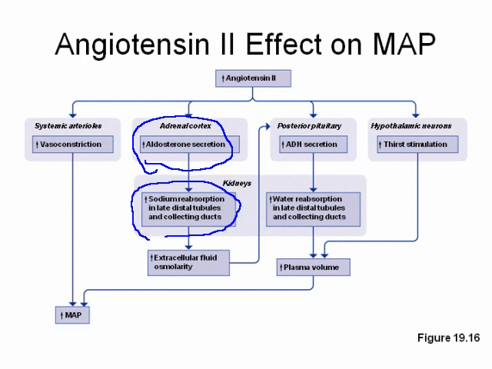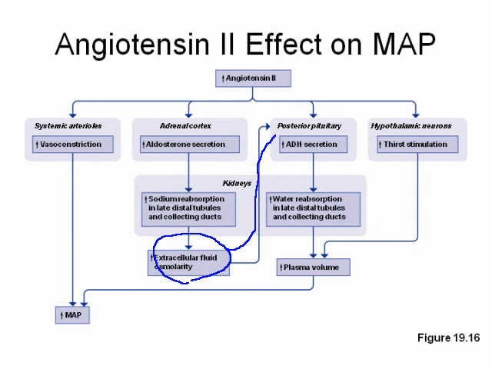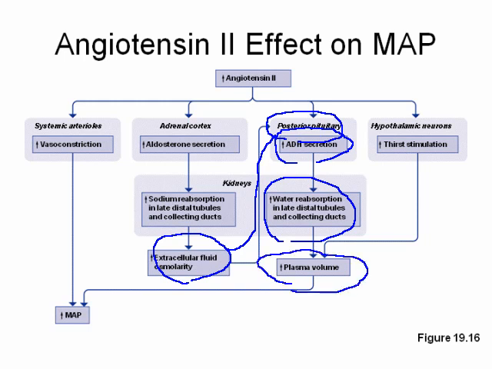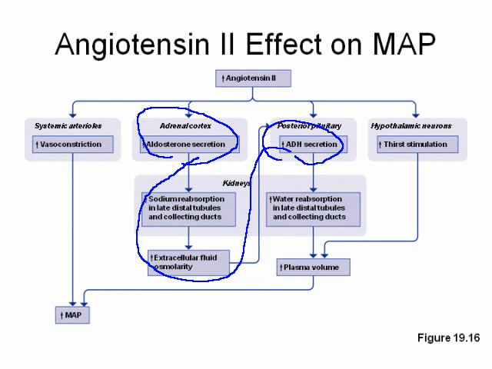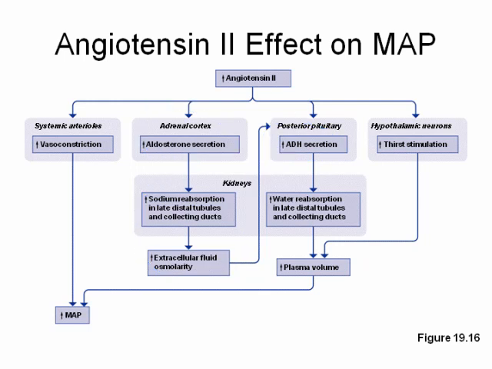This increases sodium reabsorption in the late distal tubule and collecting ducts, which increases the extracellular fluid osmolarity. That increased osmolarity stimulates cells in the posterior pituitary to release antidiuretic hormone, which increases water reabsorption, again, in the late distal tubule and collecting ducts. This increases blood volume, plasma volume, which also increases mean arterial pressure. If you notice, the effect of aldosterone is itself dependent upon the effect of ADH. Aldosterone itself does not affect blood pressure.